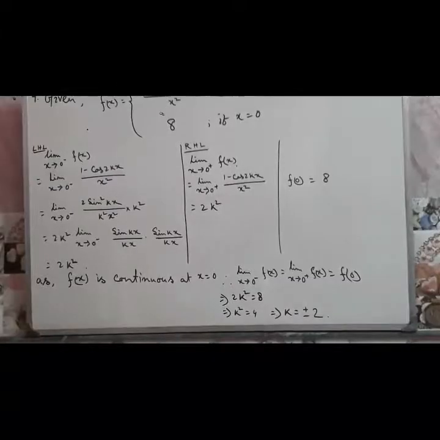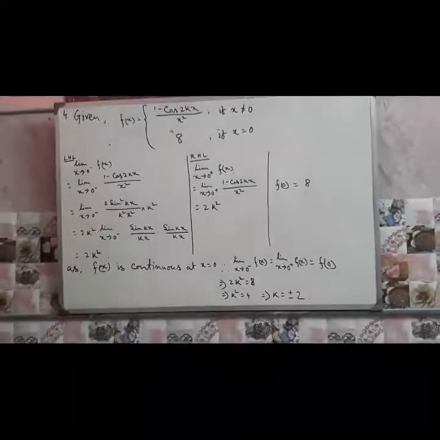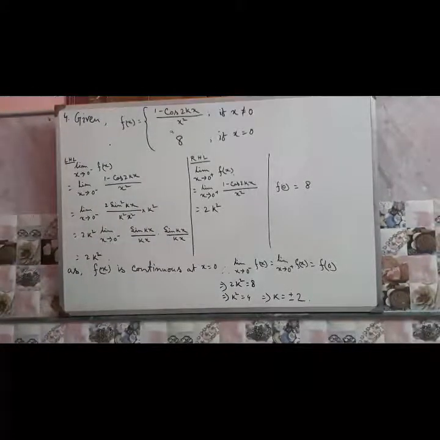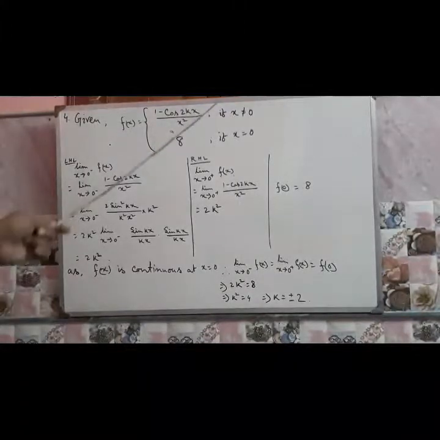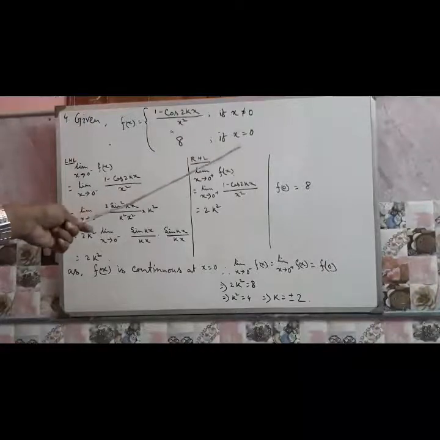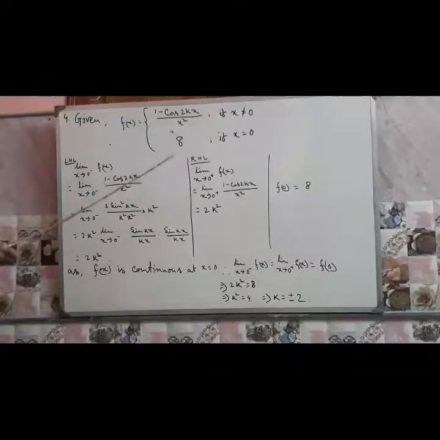Now another type of problem. It is given that f of x is equal to 1 minus cos 2kx by x square whenever x is not equal to 0, and if x is equal to 0, then the functional value is 8. The function is given as continuous. We have to find the value of k.